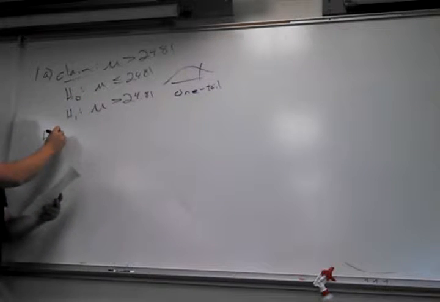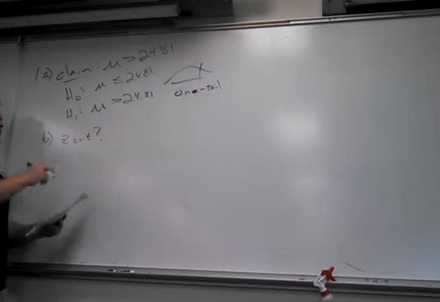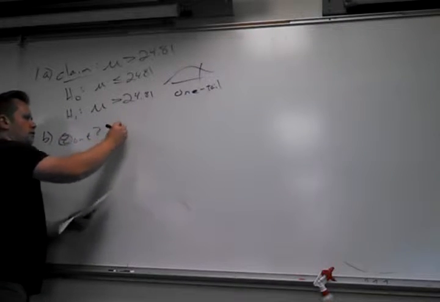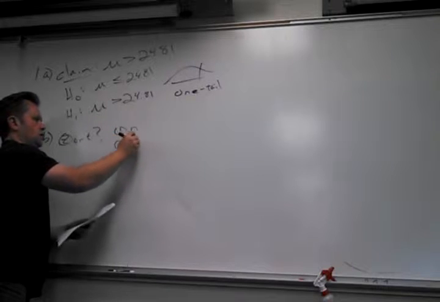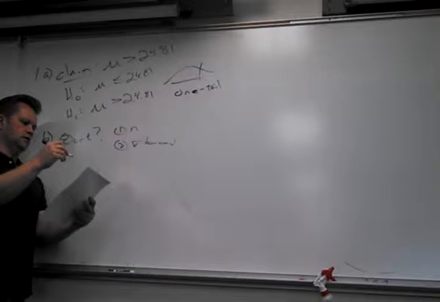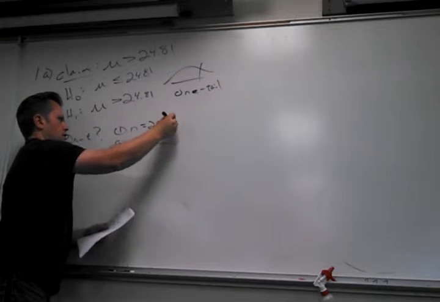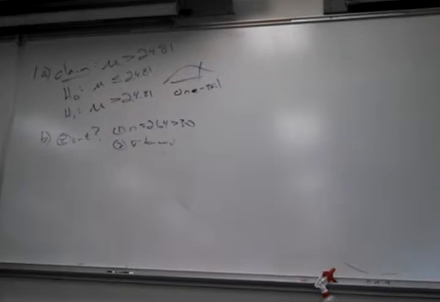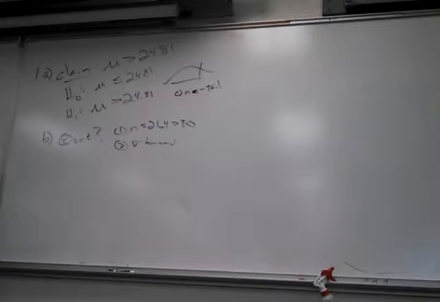And I said this already, but you tell me why. Z or T? Z. Why Z? Because Jeff said so. No, what? Population standard deviation. Yeah, so sigma known. And N is 264, just a little bit bigger than 30. Cool. If you got that so far, you're on the right track. Keep going.